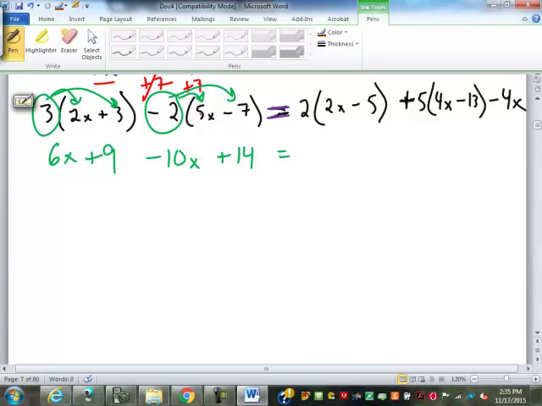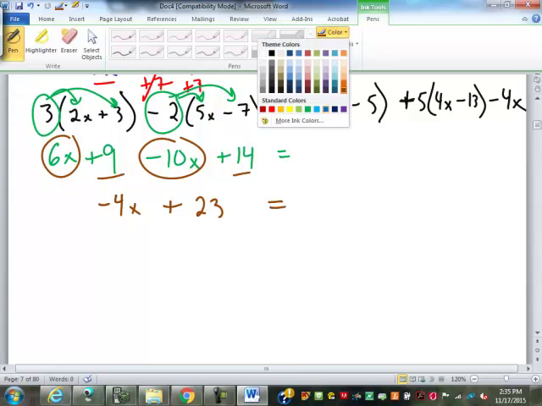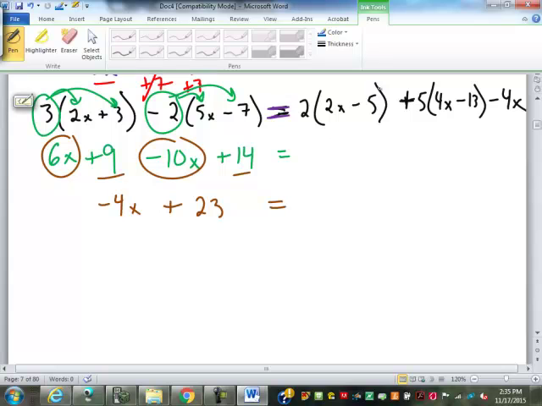Now, because this is a positive, it turns it negative. This is negative, so it turns it positive. It's okay to ask. Combine then the 6x and the negative 10x makes negative 4x. 9 and 14 make positive 23. Good. So now we've reduced everything we can on the left side. Let's go to the right side. What should we do there?